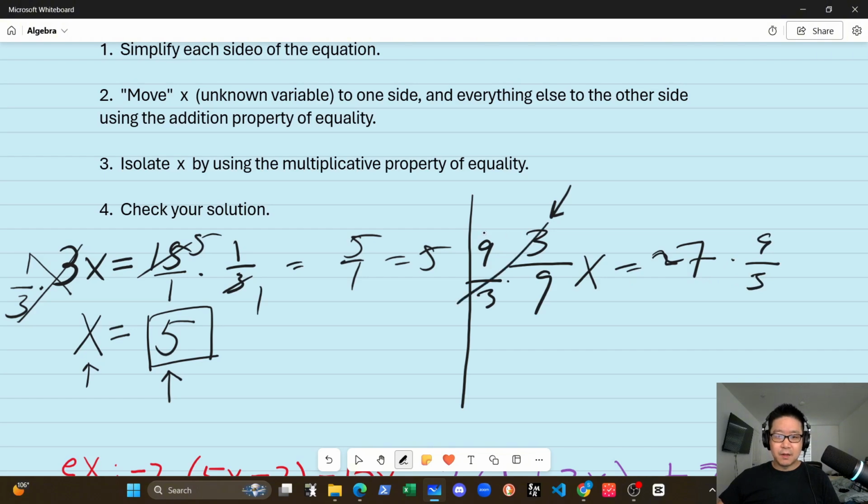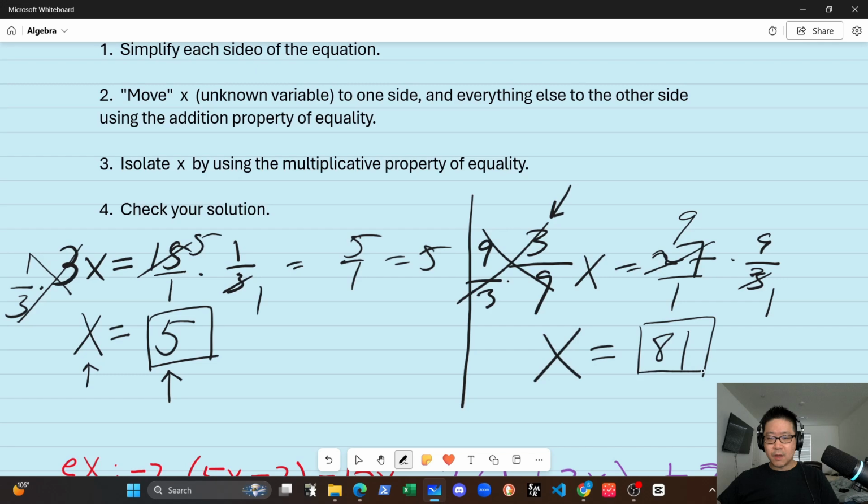And when we do that, the 3's and the 9's cancel out, so we're left with just x on the left side. And we're going to multiply 27 over 1 times 9 over 3. Now, we can simplify because 3 goes into 3 once, and 3 goes into 27 9 times. So this is just 9 over 1 times 9 over 1, which is 81. And once again, notice how we are left with just x on the left side and an answer on the right side. That is how we isolate x using the multiplication property of equality.